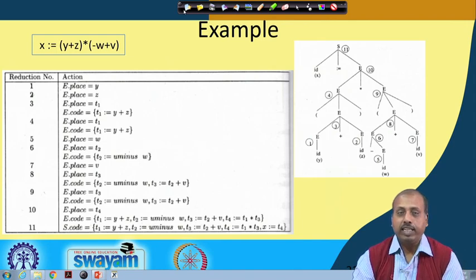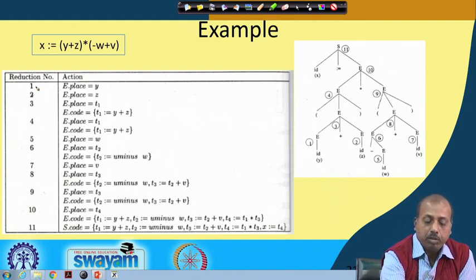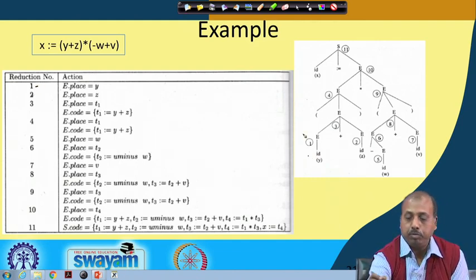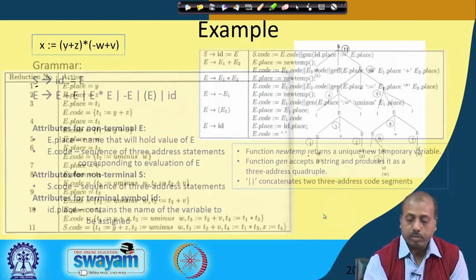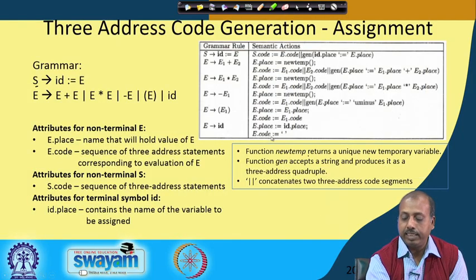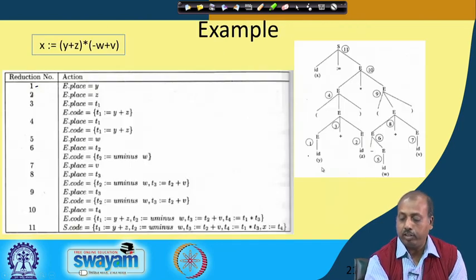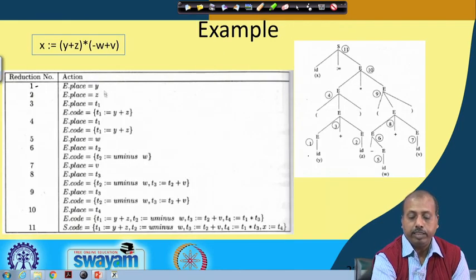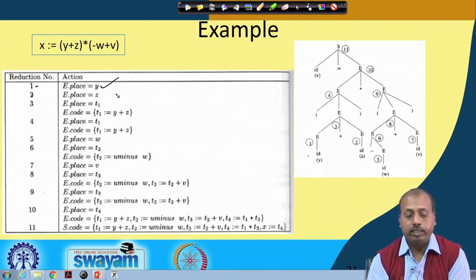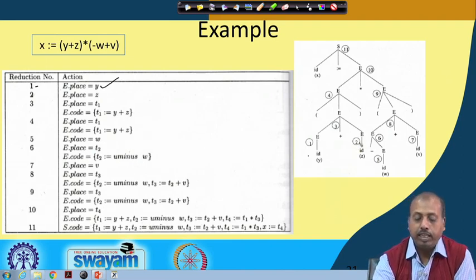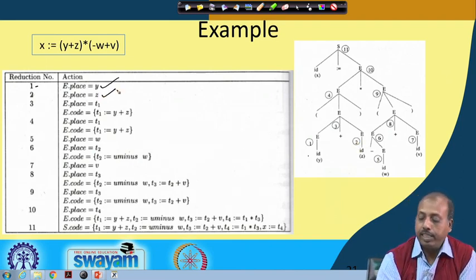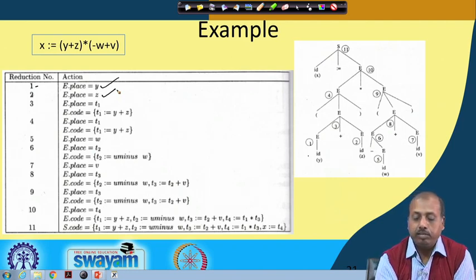Now, what semantic action takes place when we look at different reduction steps. At reduction step number 1, that is this reduction, we have to look for the corresponding rule. E producing ID says E dot place equal to ID dot place and E dot code equal to null. ID dot place is Y, so E dot place equal to ID dot place is done, and the code is null, so it is not written here. Then the second reduction, E producing ID: E dot place equal to Z, and that is ID dot place.